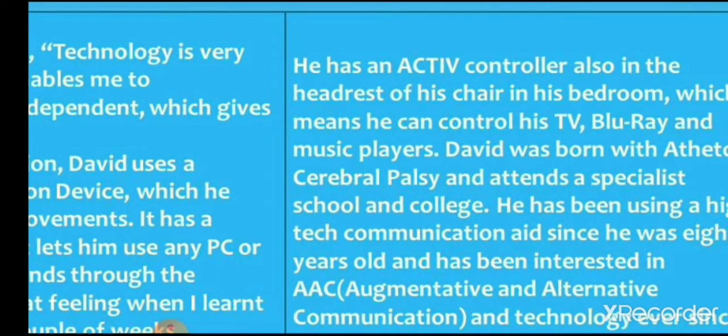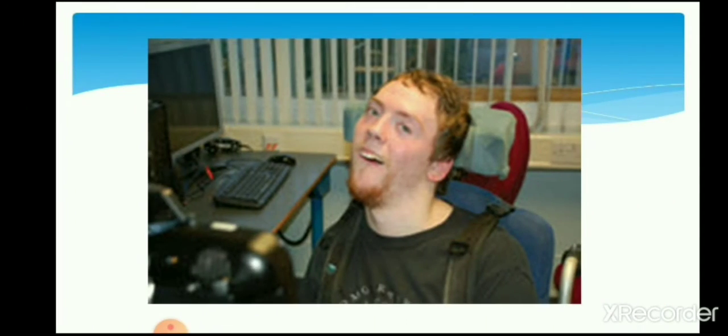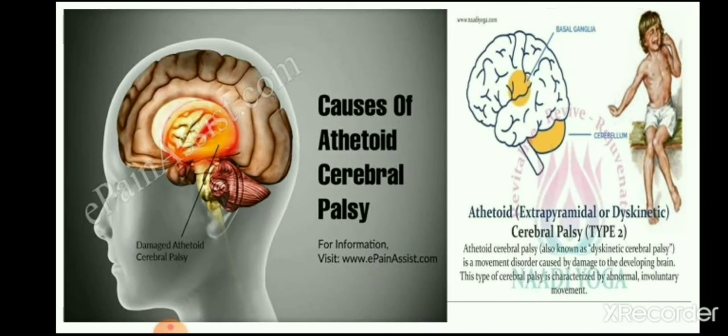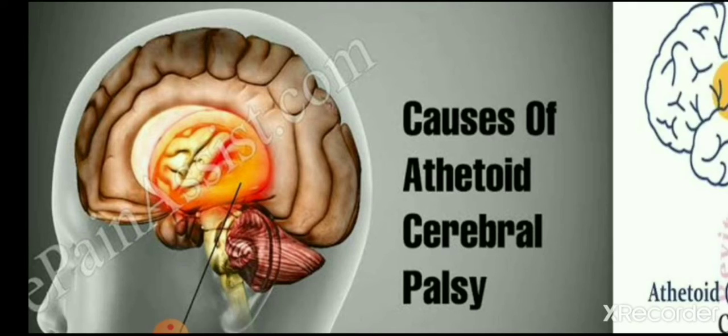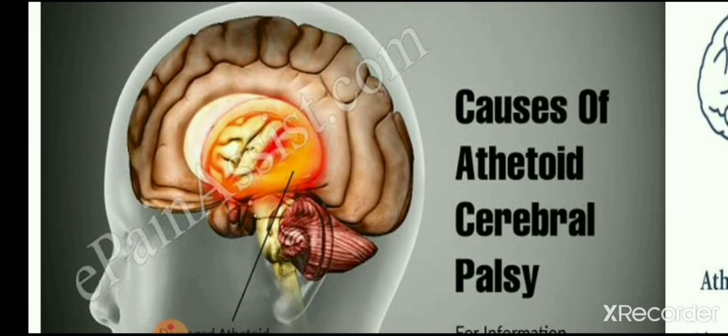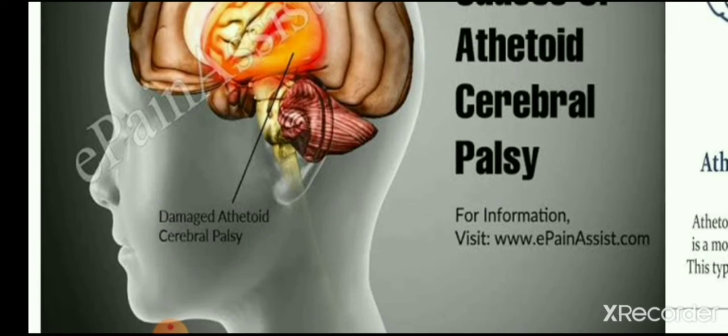You know, David was born with athetoid cerebral palsy. What is athetoid cerebral palsy? So now he is David. You can see, and can you see the brain? Here, what part is affected? The midbrain, no? So that is affected, it got damaged.